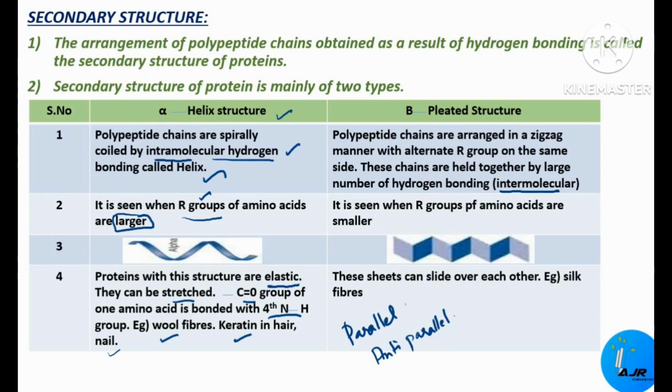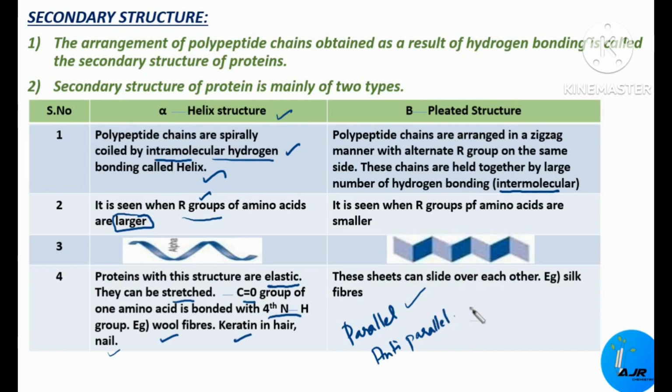See, in the parallel pleated sheet, all the chains run in the same direction. Whereas in anti-parallel sheets, the chains run alternately in opposite directions.